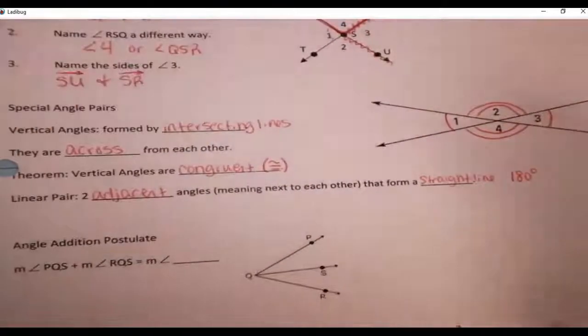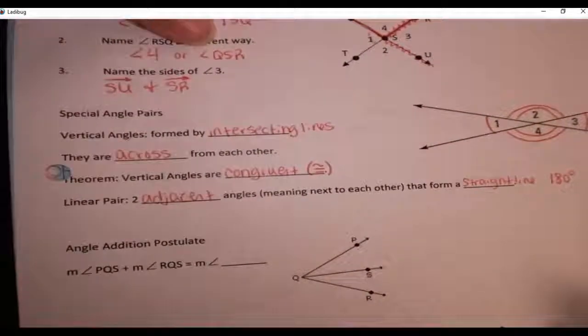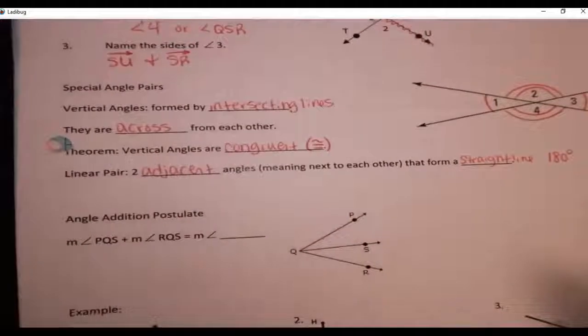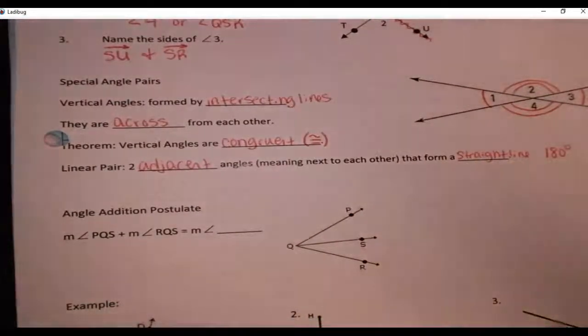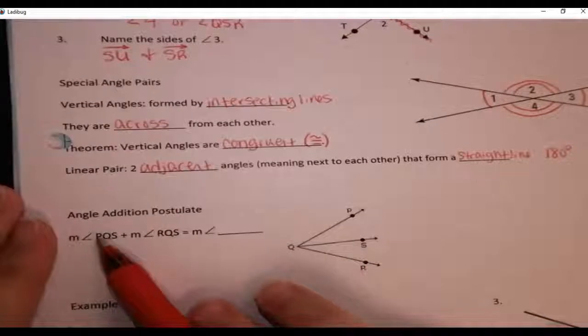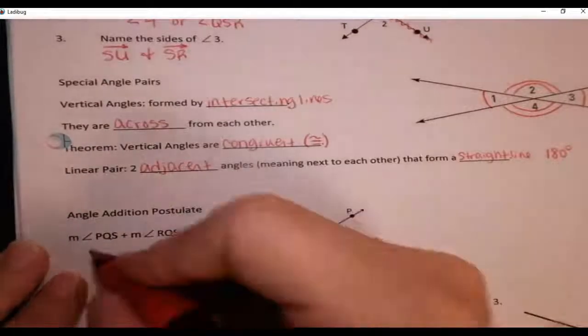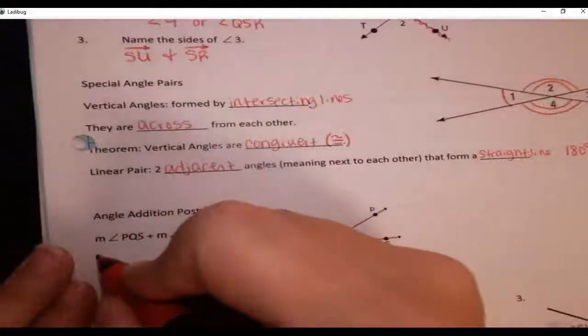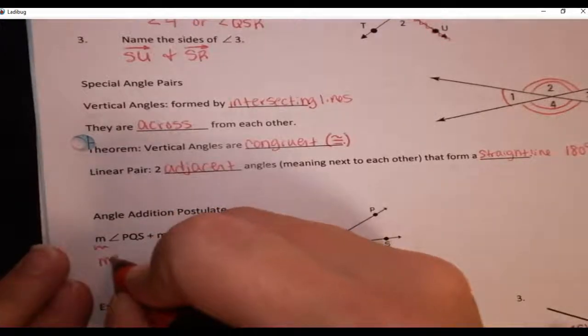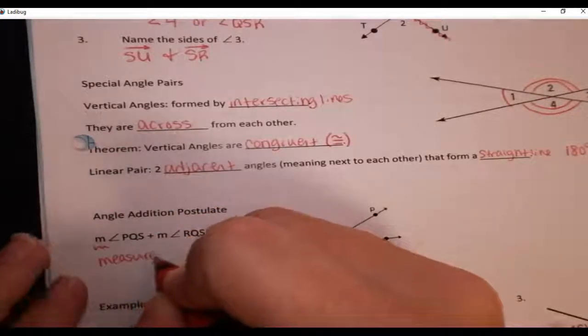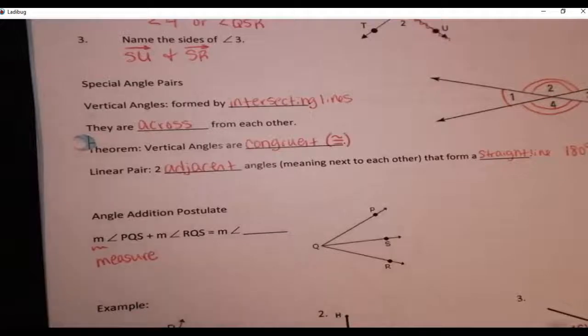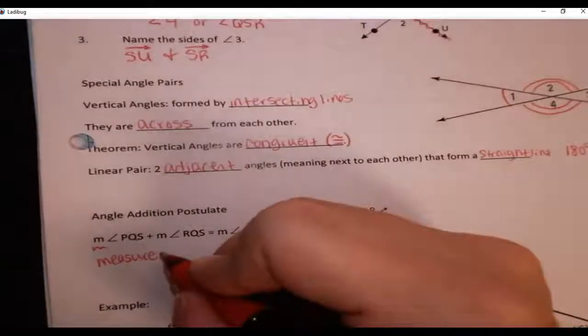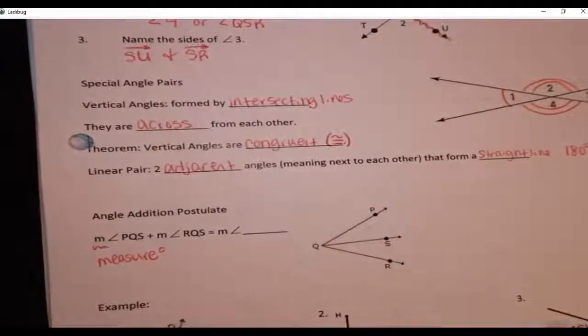Okay. So our next thing is called the angle addition postulate. It just says that when you add one angle to another one, it makes the big angle. So in this one, I've got the m. This little m means measure. So you're not just saying the angle, you're saying the measure of the angle in degrees, like if it's 25 degrees or whatever. So it's the measure of the angle.